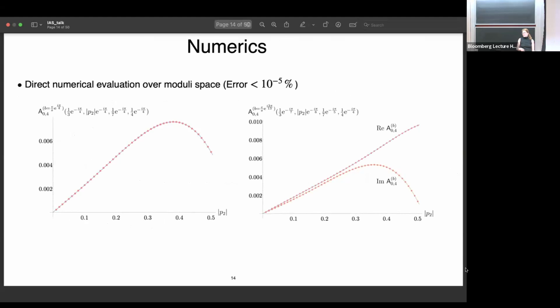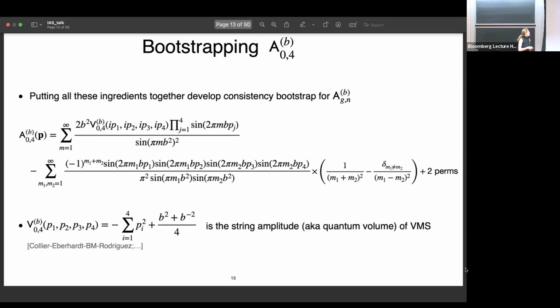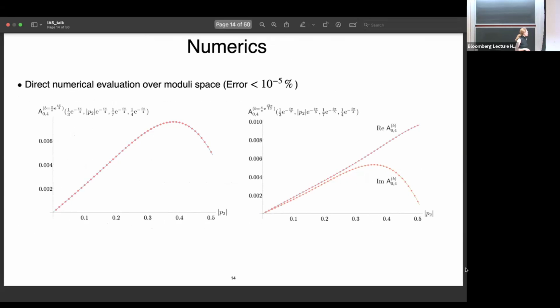Sorry, is that infinite sum convergent for B complex? It is convergent, because B squared here, I should have stressed it, is pure imaginary, so B squared is in the upper half plane, and so this thing is convergent. And so these are pretty cool plots, I think.